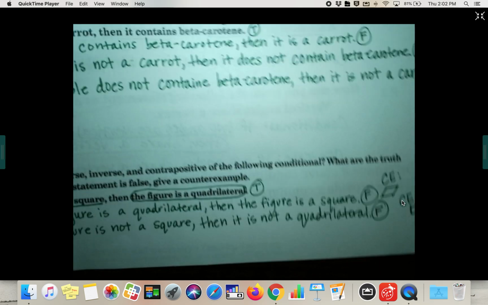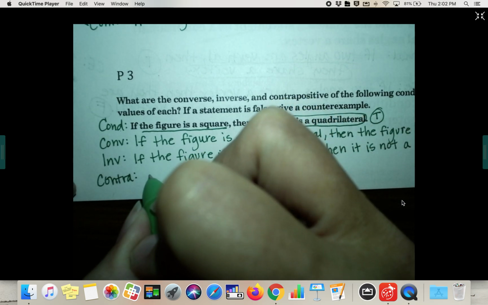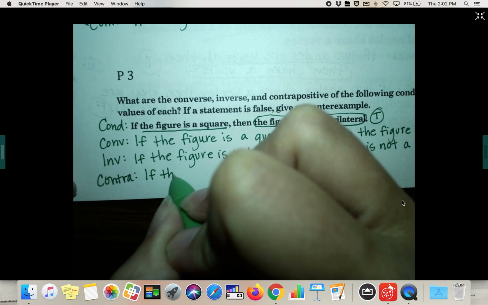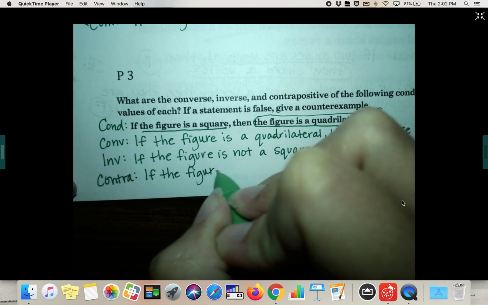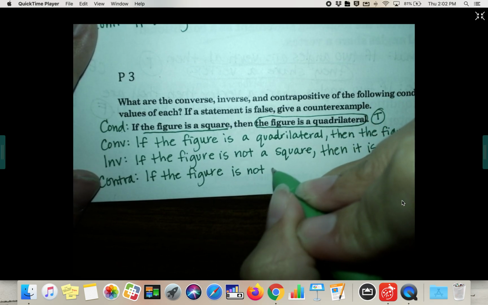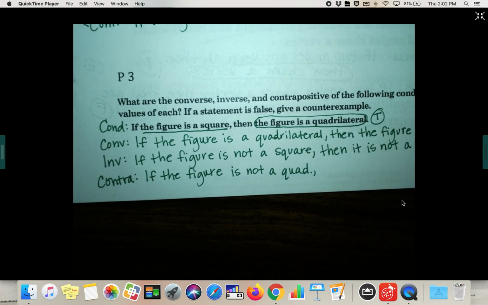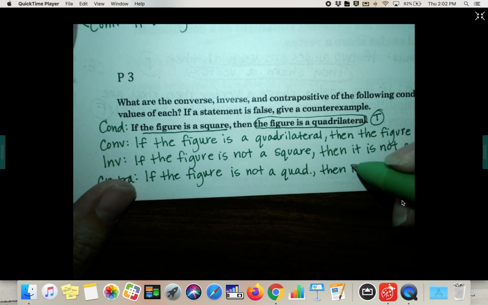All right, and then the last one, this is your contrapositive. And the contrapositive is the same as the converse, it just negates. So if not Q, then not P. So this would be, if the figure is not a quadrilateral, I'm going to abbreviate it quad, then it is not a square.